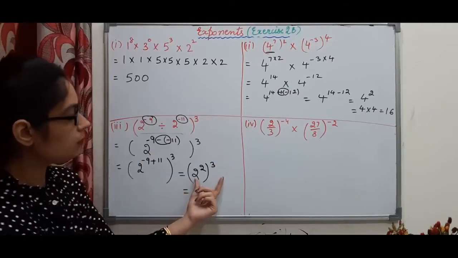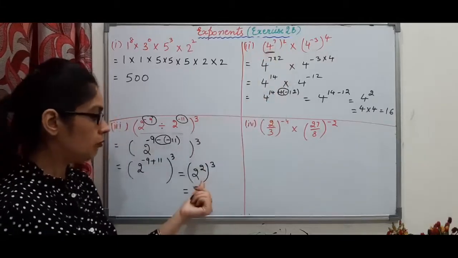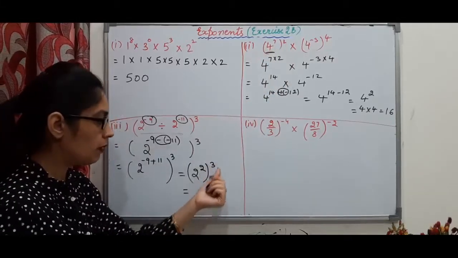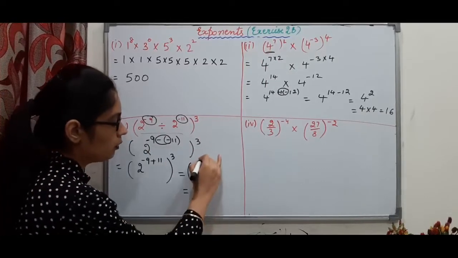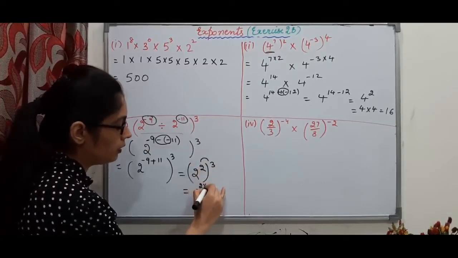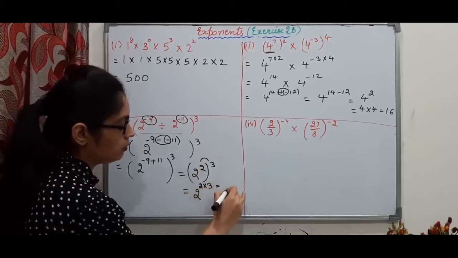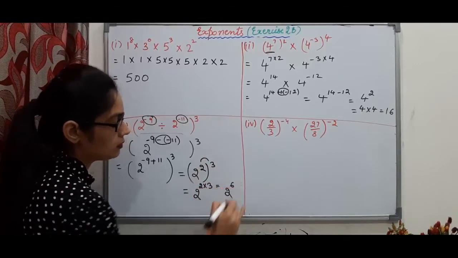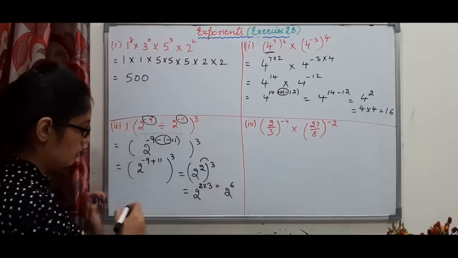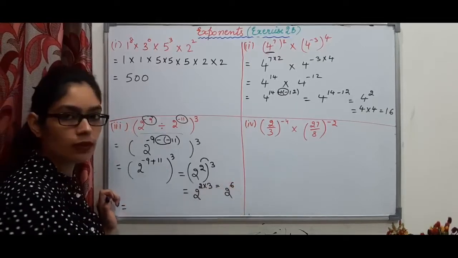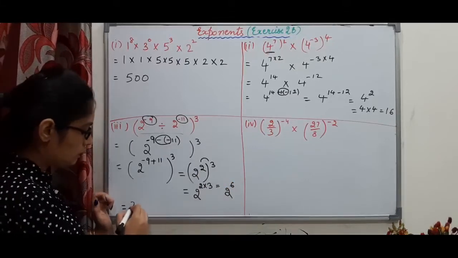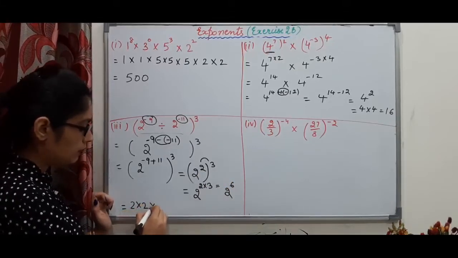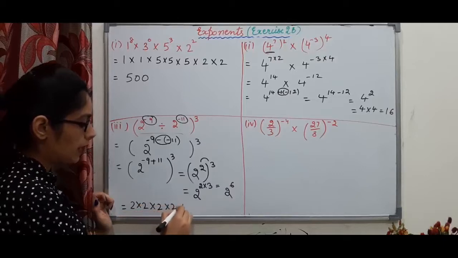So now it has become similar to this, one single term with 2 powers. So here we can apply power rule now. So 2 to the power 2 into 3, which is 2 to the power 6, because 2 into 3 is 6. So this we don't leave here, we have to solve it. So 2 to the power 6 means 2 is getting multiplied by itself 6 times. So we have to expand it and solve it.